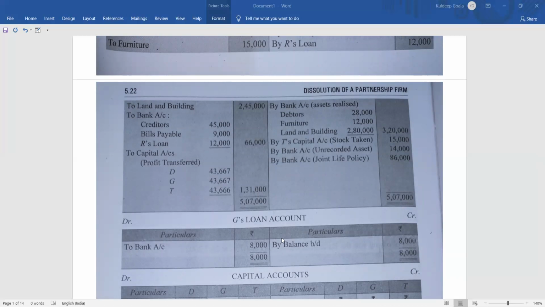The journal entry is like this. Remember, there is no journal entry for the opening balance, and for transferring, the journal entry will be like this: G's loan account debit to bank account. So G's loan account debit side will write down to bank 8,000. Clear?